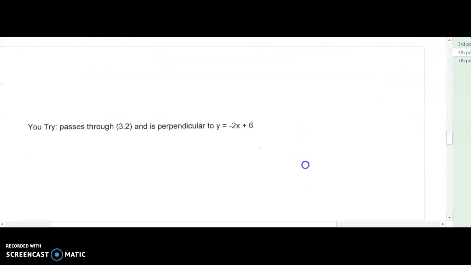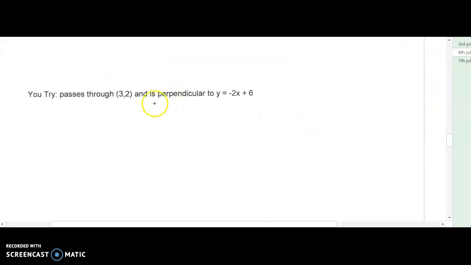All right, one more you try. This time pay attention. We're doing the perpendicular, so we know we're looking for the opposite reciprocal slope. So again, pause the video, give it a try, come back, and we'll take a look.